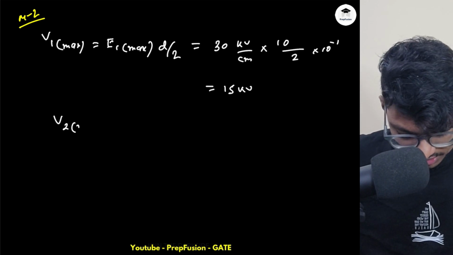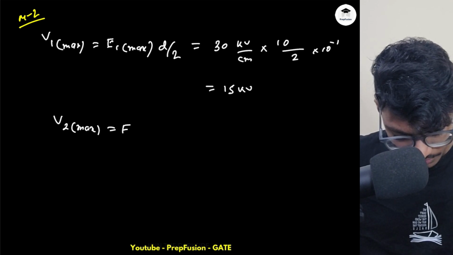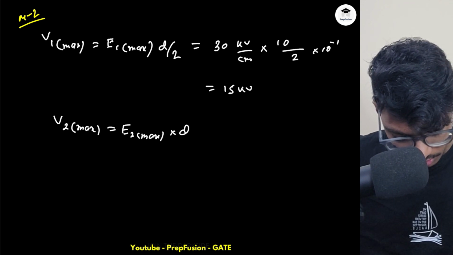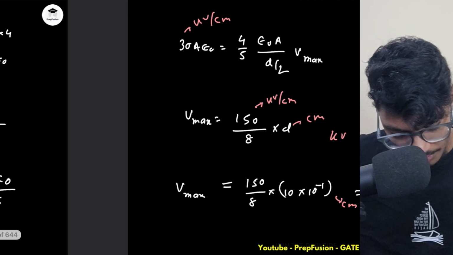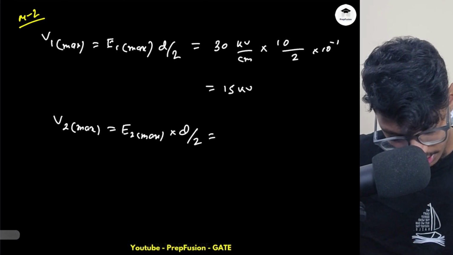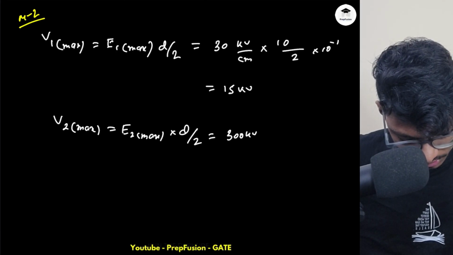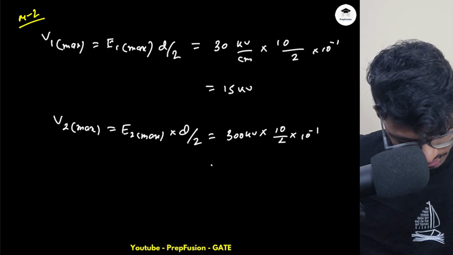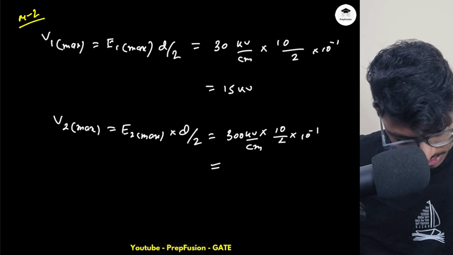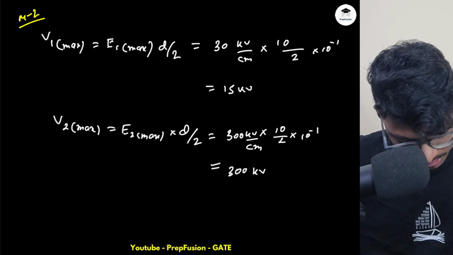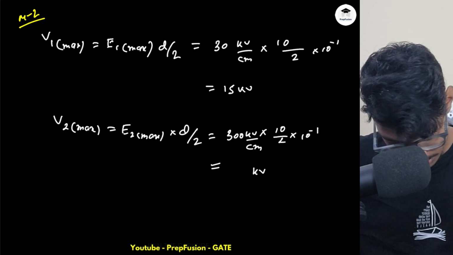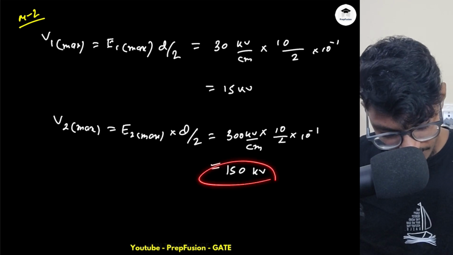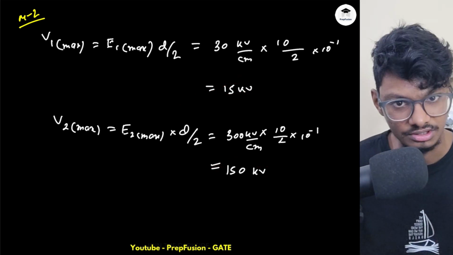And what is V2 max? The maximum breakdown voltage is E2 max into d by 2 again. E2 max, if you remember, was 300 kilovolts per centimeter, into 10 by 2 into 10 raised to the power minus 1 centimeter. So this will come out to be 150 kilovolts. So obviously I can observe that I cannot apply 150 kilovolts because it will damage this particular device, right?